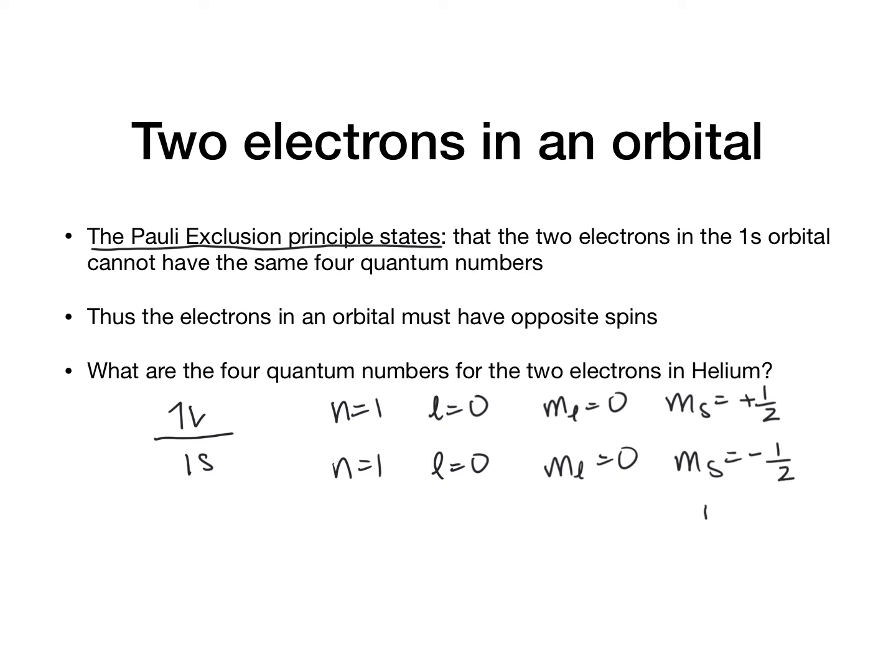These m sub s values tell us about the Pauli exclusion principle. The Pauli exclusion principle states, very simply, that these 4 quantum numbers have to be different for 2 electrons in the same orbital. And we see that with plus 1/2 and minus 1/2. So all orbitals can hold 2 electrons, or a suborbital. Those 2 must have opposite spins and opposite quantum numbers.